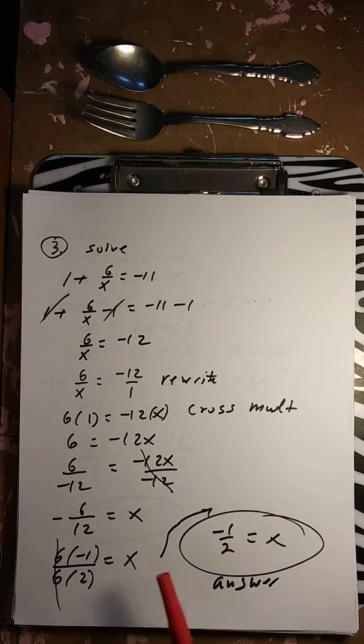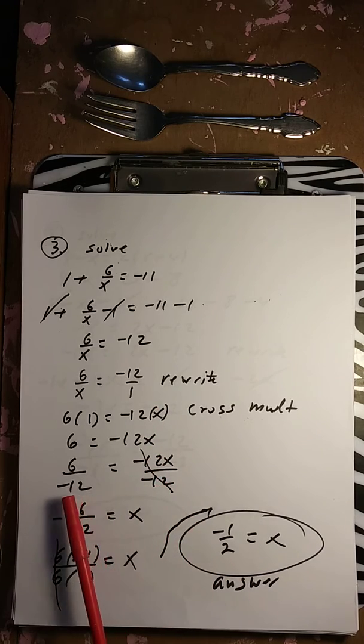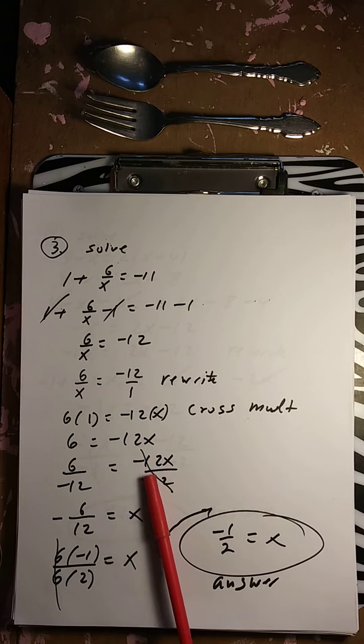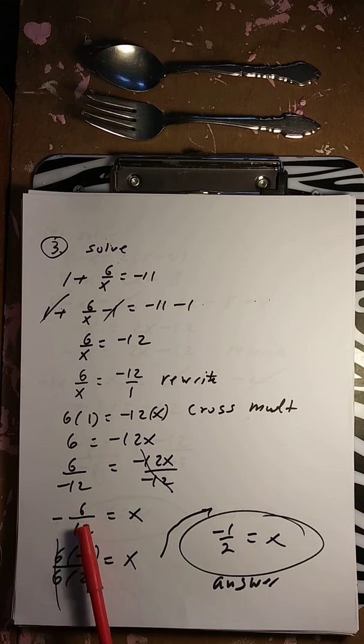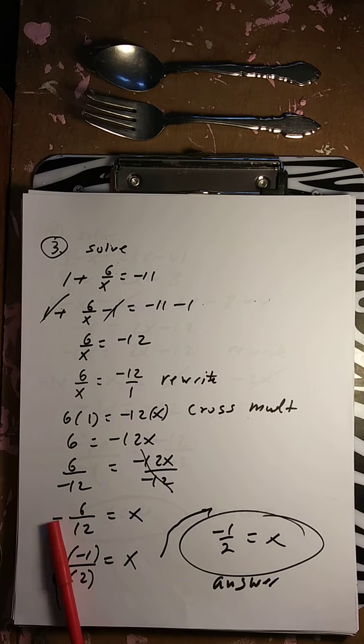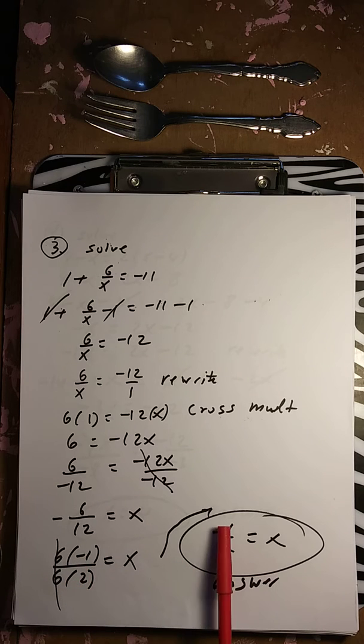Now we have division by negative 12, division by negative 12. Negative 12 and negative 12 are gone. So we still have x equals negative 6 over 12. Rewrite this as 6 times negative 1 and 6 times 2. Gives me that right there. The 6's can cancel. What's left over is negative 1 over 2, or negative 1/2 equals x.